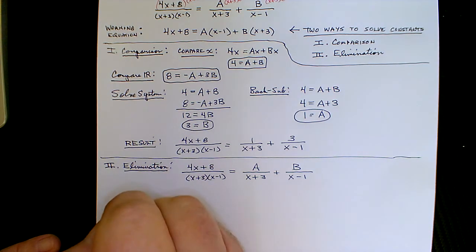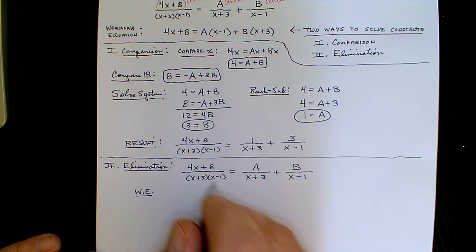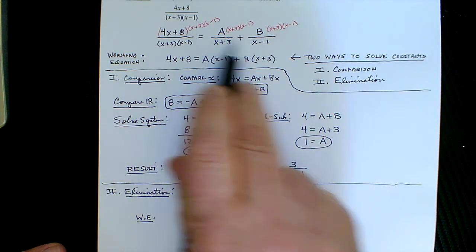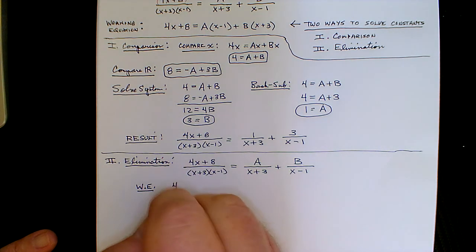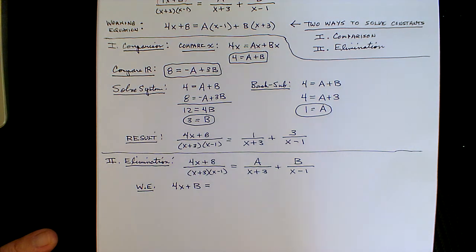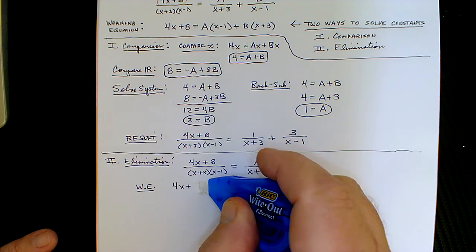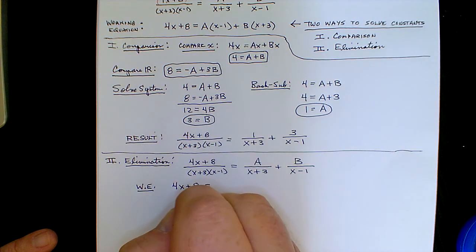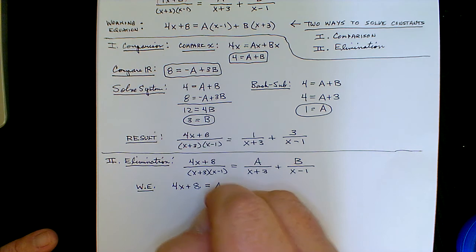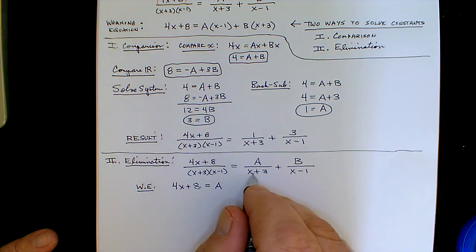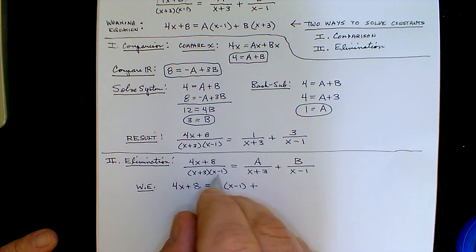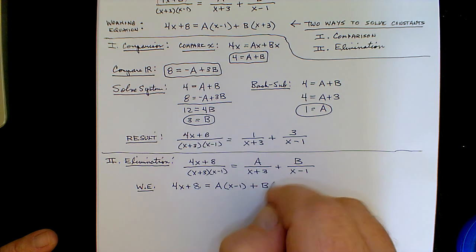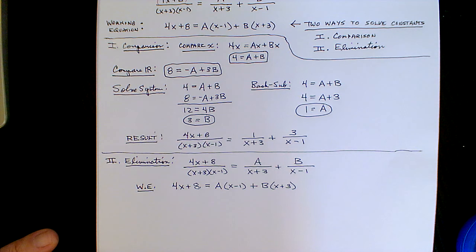Then we still create the working equation. I'm just going to call this WE from now on. And we're multiplying by this least common denominator. Here, I showed it literally up here in red, but you should be able to do it mentally because you're just multiplying by this denominator right here. So on the left, you're always just going to get the numerator, 4x plus 8. And on the right, if you multiply a over x plus 3 by this denominator, the x plus 3's cancel, and we get a times x minus 1, and similarly, multiply b over x minus 1 by this denominator, the x minus 1's cancel, so we get plus b times x plus 3. So hopefully you're comfortable with that.